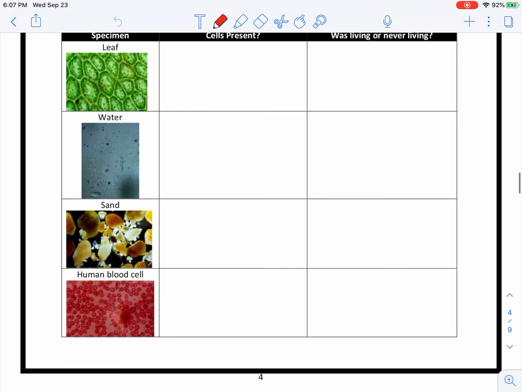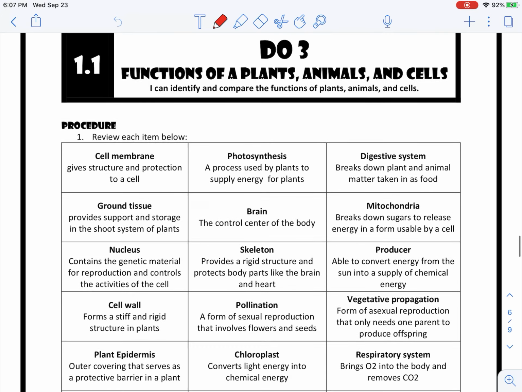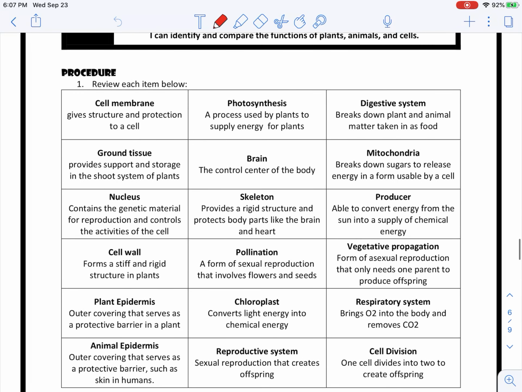And so you were able to determine that if you saw cells, you know something's living. All right, then we went to do 3, and you learned about some of the functions that plants, animals, and cells can have. And so it gives you a lot of items, and you didn't have to know what all these things are because it gives you a description.